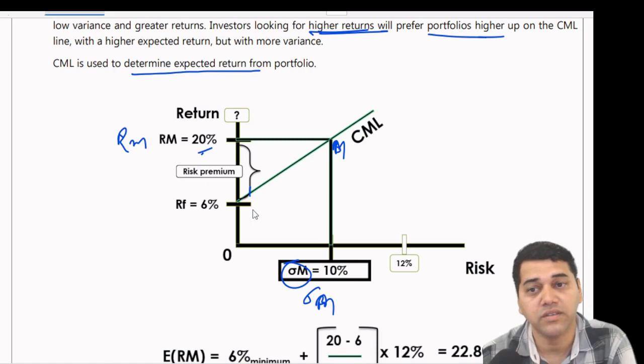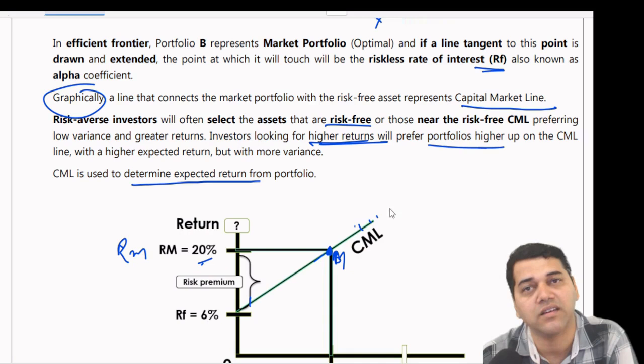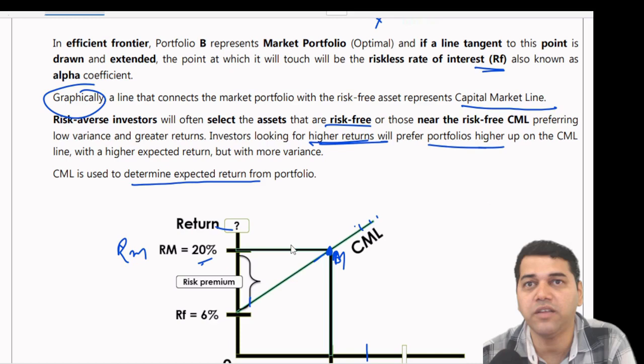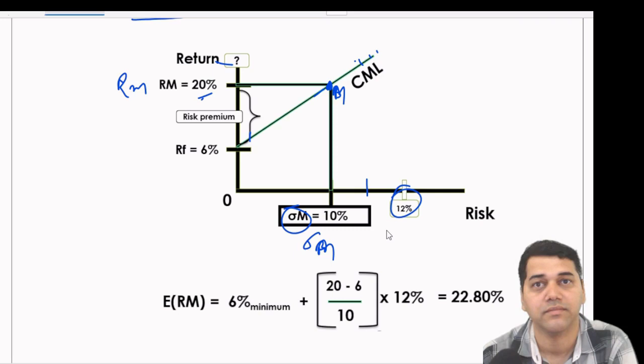Suppose, see, a rational risk-averse investor is going to go somewhere very near the market, because coming down below this is inefficiency. Okay, these are inefficient because it will start from here. Now, somebody who wants to beat the market will go for the higher thing, more risk, more return. But it is not inefficient, it is all efficient only. Now, if somebody is ready to take 12% risk, how much can he expect?